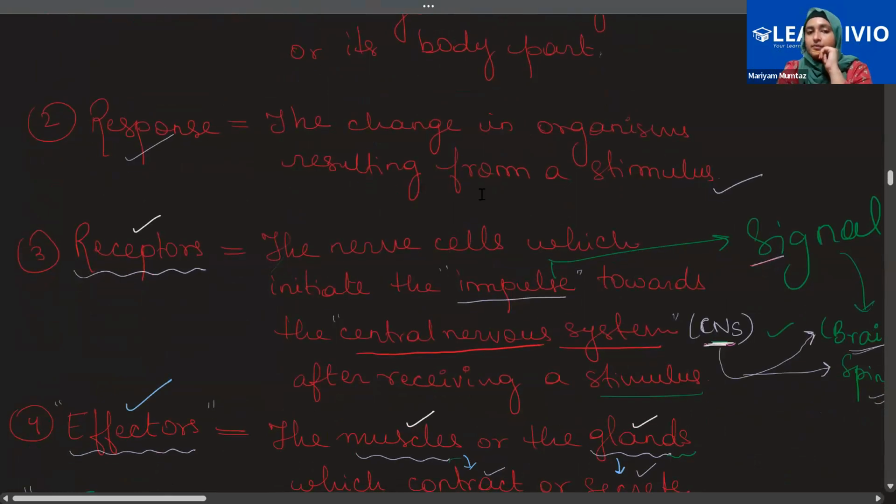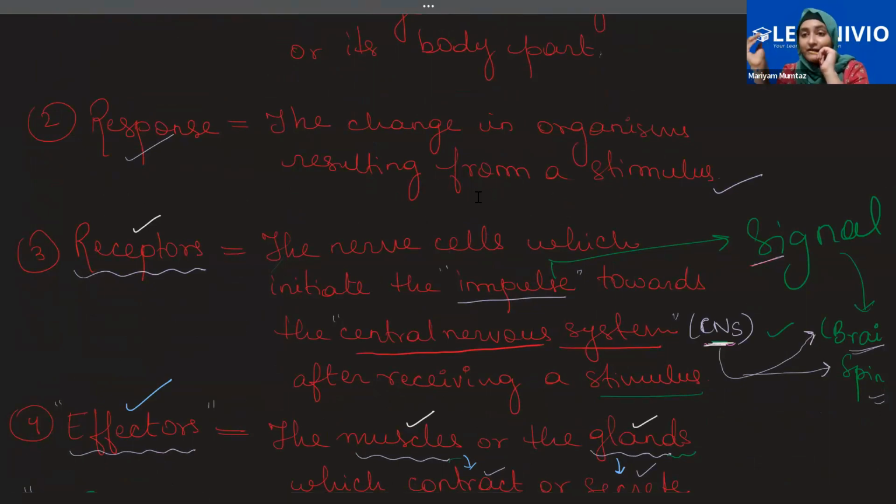Then comes response. Now we know that no matter what the stimulus is, whenever the stimulus has been provided, we produce a response to that stimulus. And what is that response? It is the change in the organism resulting from a stimulus. Any kind of change that occurs inside an organism as a result of a stimulus, or you can imagine it like a reaction. Clear?